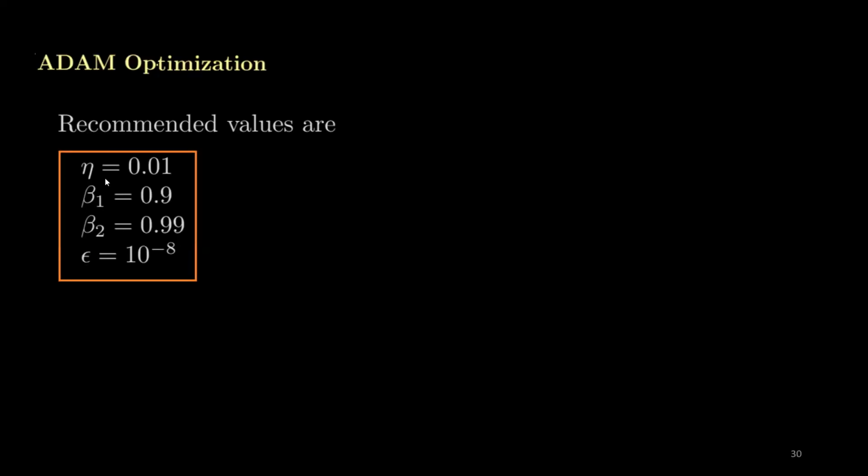Now, these are the values used for the different parameters in Adam optimizer. We usually use 0.01 for the learning rate. We use 0.9 for beta 1. So beta 1 is the parameter which controls the weighted average process in the momentum term. And for beta 2, we usually use 0.99. Beta 2 is the parameter which is used in RMS prop. And this epsilon is a very small value which we use in the denominator in order to avoid division by zero. So these are the recommended values of the parameters used in Adam optimizer.